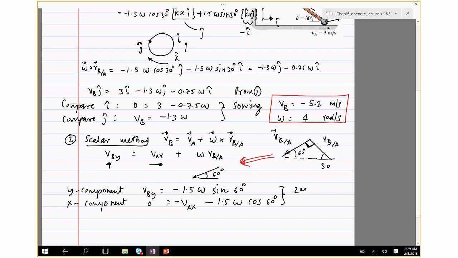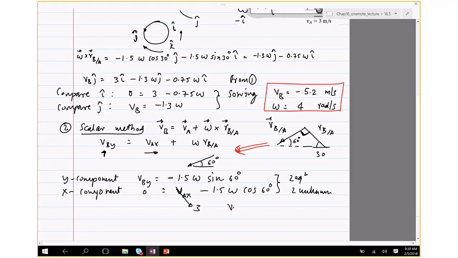Okay, so again, two equations, two unknowns. From the first equation, solve for, this is 3. From the second equation, you can solve for omega. And from the first equation, you can get VBY. Yeah, this is not right. This should be positive. Okay, now it looks right. So omega will be positive, counterclockwise, and VBY will be negative. So you'll get the same answer basically. VBY will be minus 5.2 meters per second. Omega would be 4 radians per second.